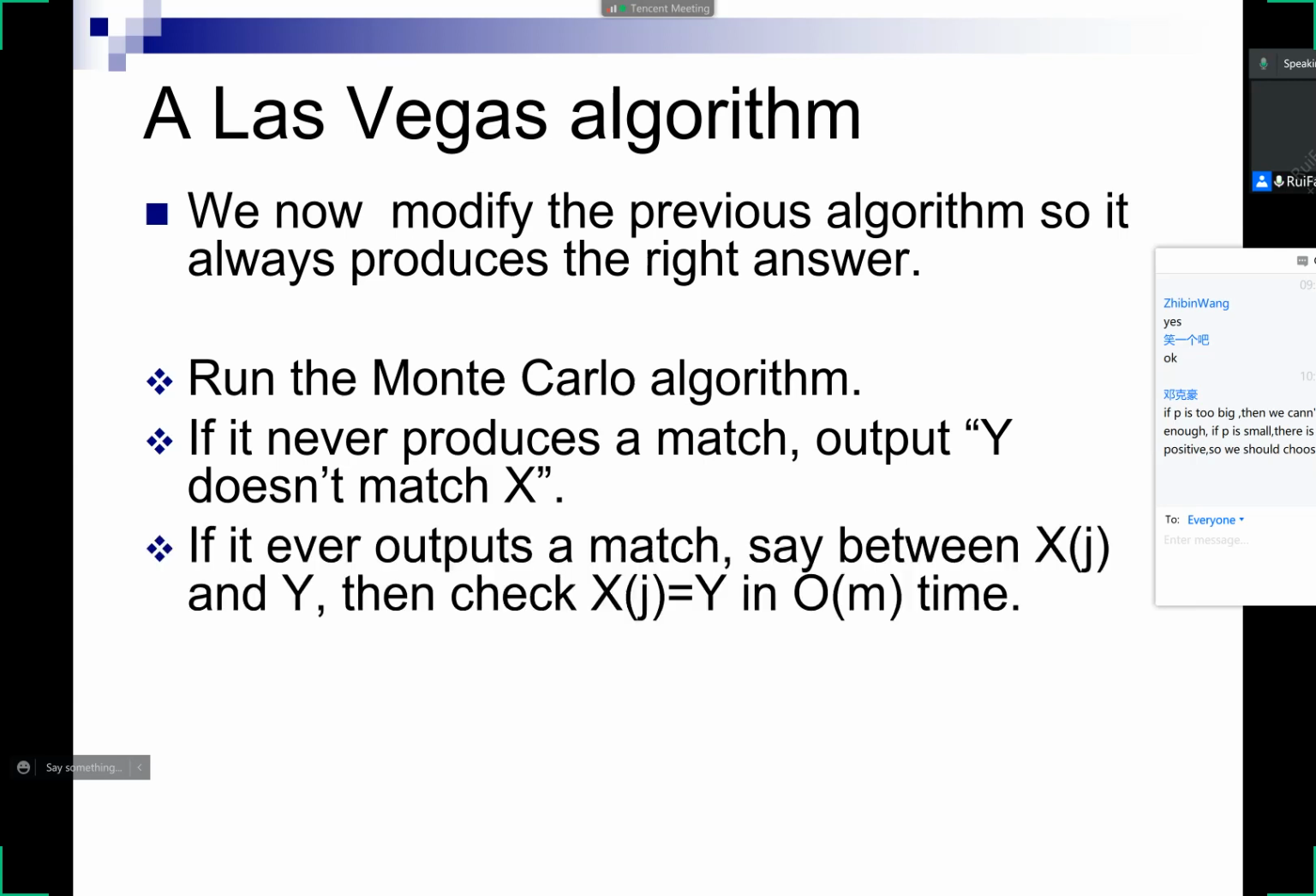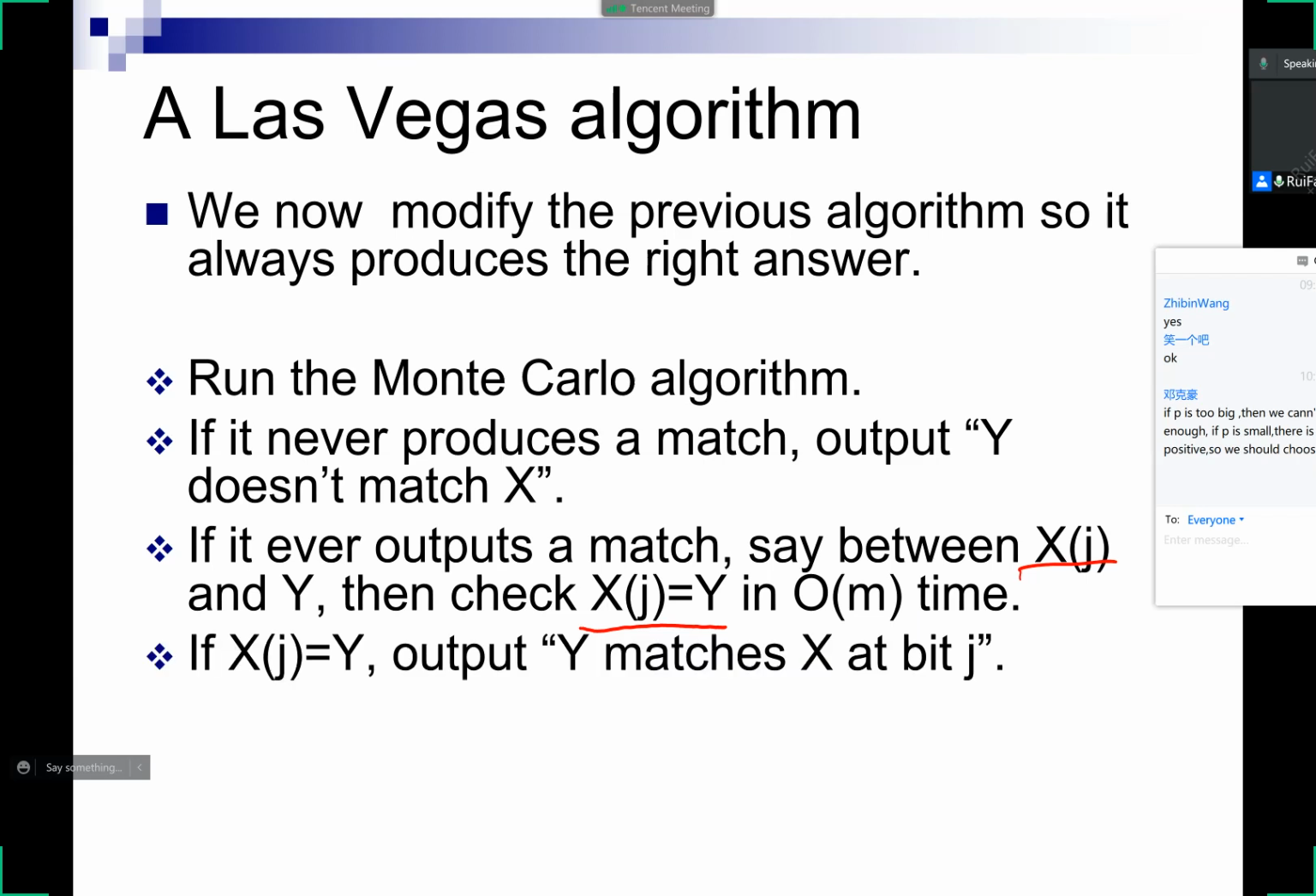On the other hand, if the previous algorithm does detect a match somewhere, let's say it says that x of j and y are a match, then what we're going to do is directly check whether x of j and y match. We're not going to compare their fingerprints anymore, because that can have false positives. We're just going to directly compare these two bit strings, these m-bit strings. That's going to take us order m time.